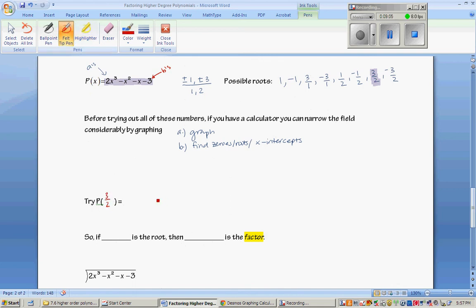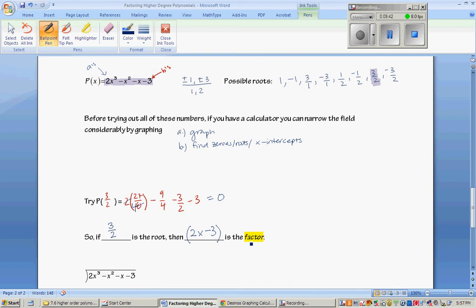And when you do that, you're going to get 2 times, and I'm going to cube this already, 27 over 8. Then we're going to get minus x squared, which is going to be 9 over 4, and then minus 3/2, and then minus 3. You could enter this all into your calculator, and you would find that it equals 0. So, if 3/2 is the root, what did the original parentheses look like? It's 2x minus 3.